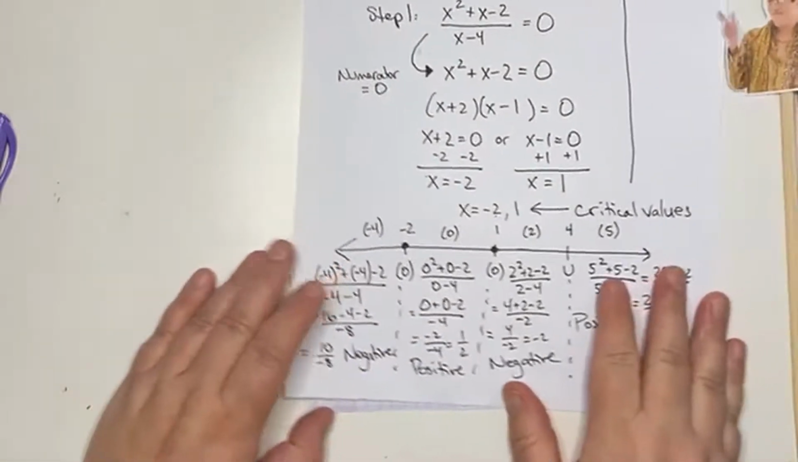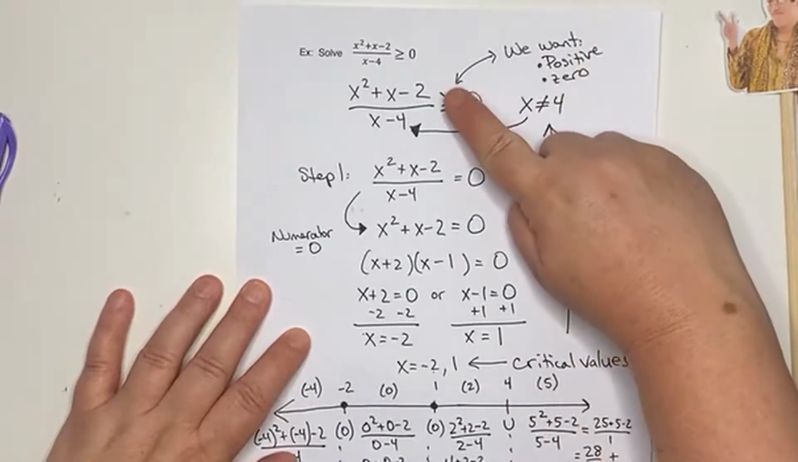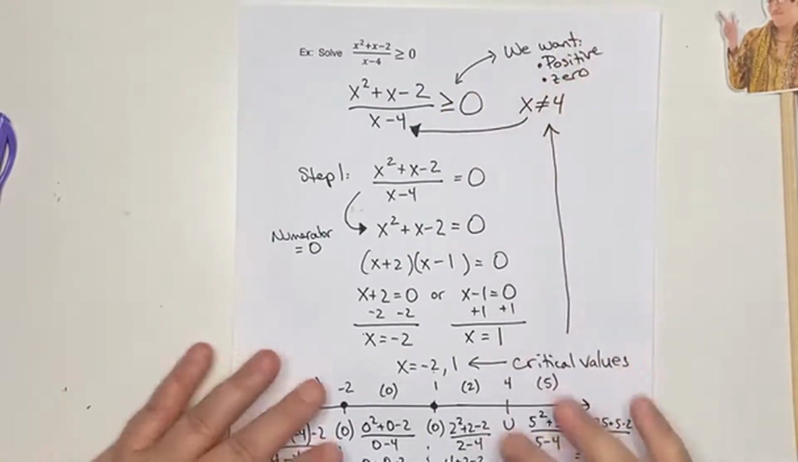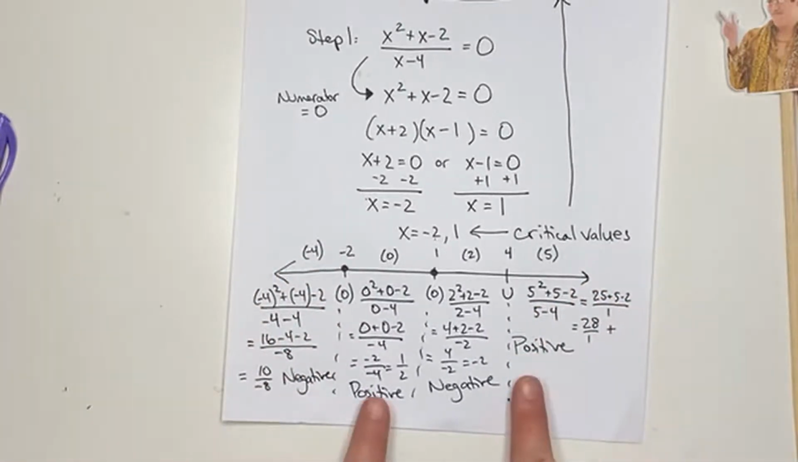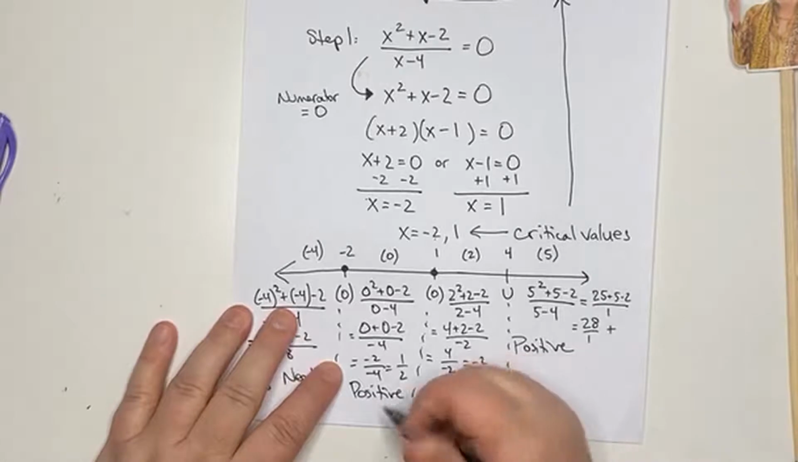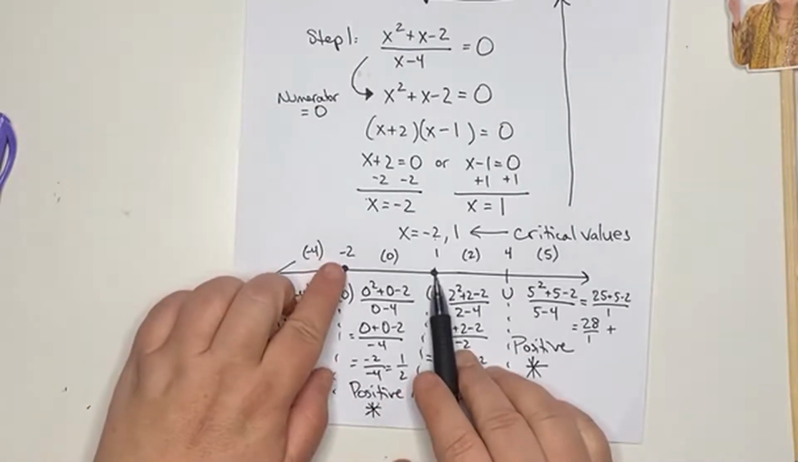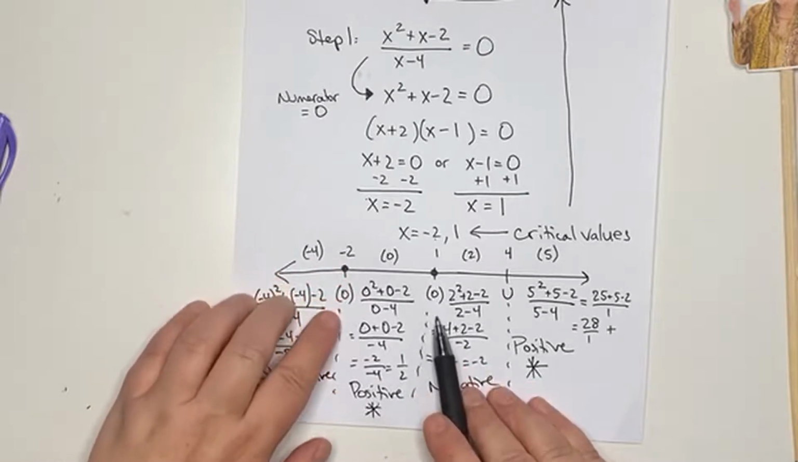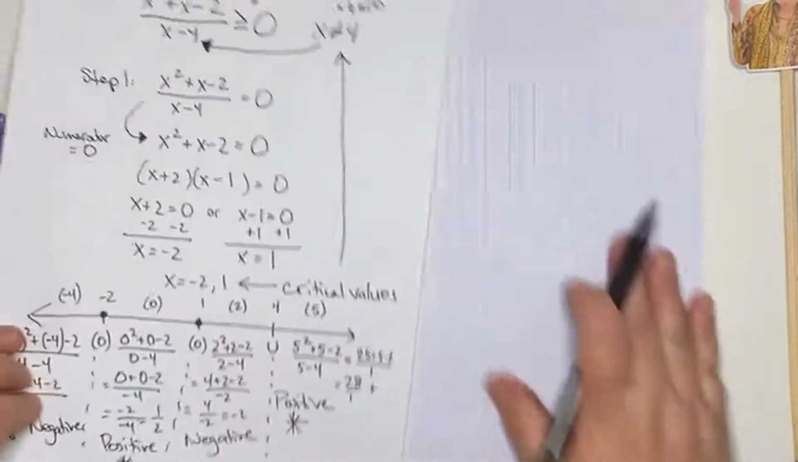Okay, so let's look at all of these. Come back up here. We want greater than or equal to 0. So we want a positive or 0. So positive or 0 means I'm looking at these two spots. I like positive. Positive is good. And I like 0. So these two, right? Because those are zeros. Am I going to include 4? The answer is no, I'm not.